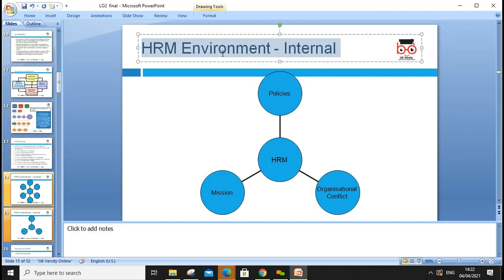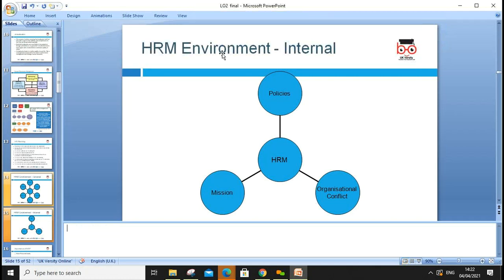Our policies, our organization conflict. So we need to make sure we manage the conflict. Do we have a compliance procedure? We have a whistleblower. Do we know the whistleblower concept? Anyone? Do we know the whistleblower?